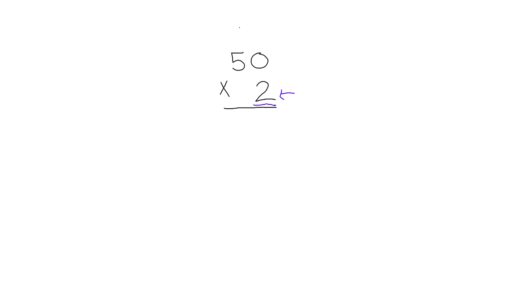So in this case, first we're going to do 2 times 0. And you know that 2 times 0 is 0. So then that number goes here. That's pretty simple, right? Not too bad yet. And then we do that same 2 times 5. So 2 times 5 equals 10.